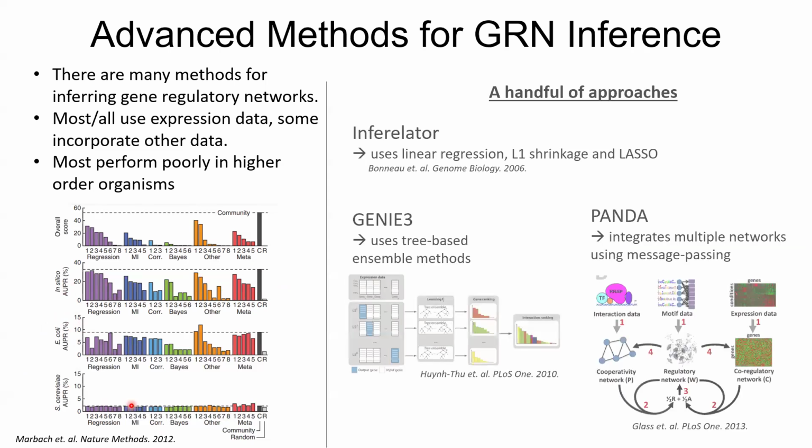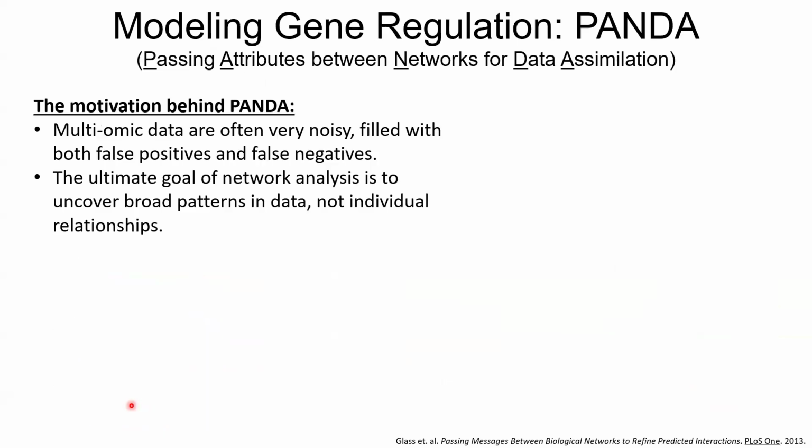Nevertheless, here are a handful of approaches that are again commonly used, commonly referenced, and commonly benchmarked against. Inferelator is an approach that uses linear regression, L1 shrinkage, and lasso to infer a gene regulatory network. GENIE3 uses tree-based ensemble methods to combine predicted transcription factor gene interactions with gene expression information and infer a gene regulatory network. And PANDA is a method developed by my group that integrates multiple different types of networks using message passing to infer a gene regulatory network.